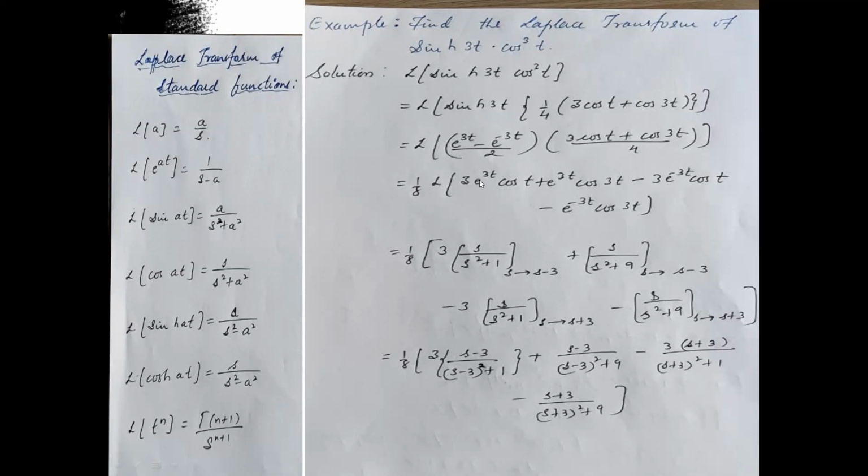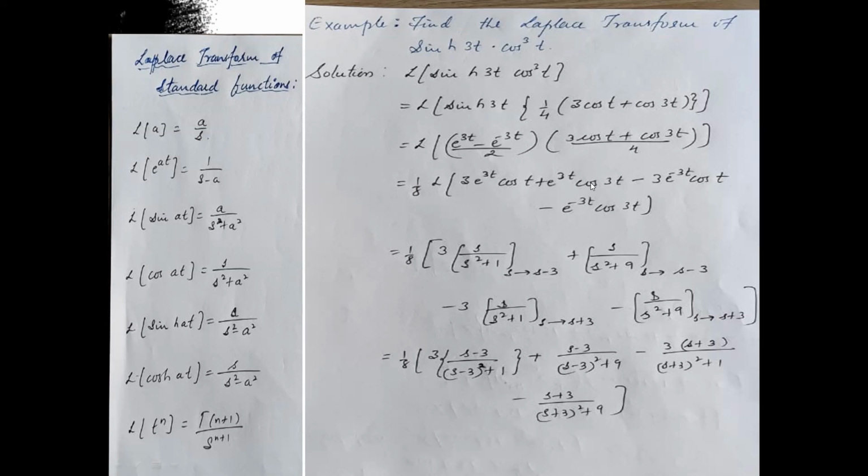Laplace transform of e raised to 3t into cos t, which is in the form of e raised to at into cos t. So what we'll do is find the Laplace transform of cos t and then replace s by s minus 3, because our a is here 3. So Laplace transform of cos t is s divided by s square plus 1, but this is only the Laplace transform of cos t. Since the function is multiplied by e raised to 3t, we need to replace s by s minus 3. Then plus, now we'll go to the next term.